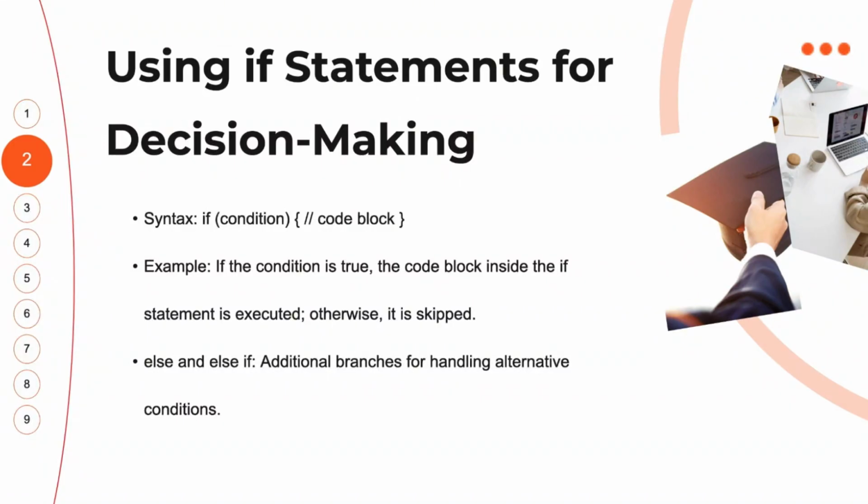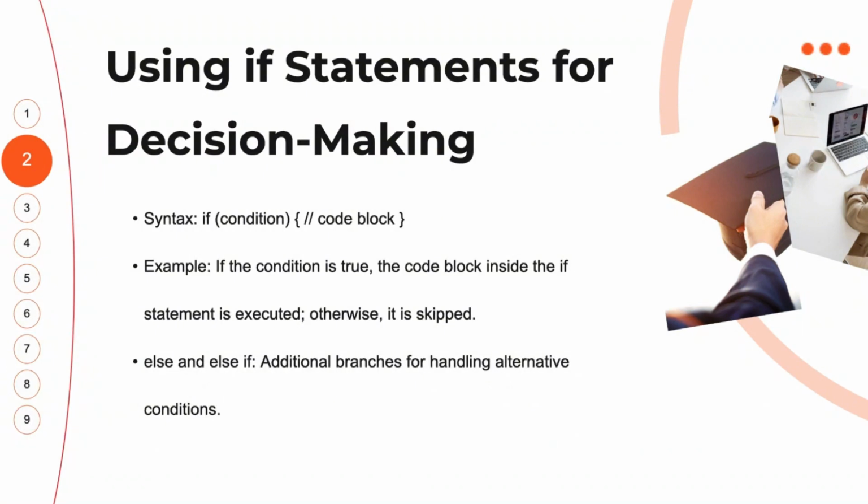Using if statement for decision making. So this is the syntax basically. If condition, if the user is up to 18, then code block: print eligible, or allow access, or login. I'm giving a real life example. So here it says if the condition is true, the code block inside the if statement is executed. Otherwise, it is skipped, just like I mentioned.